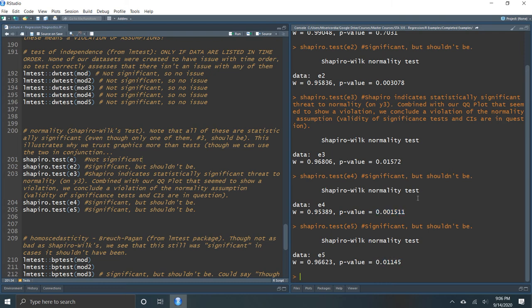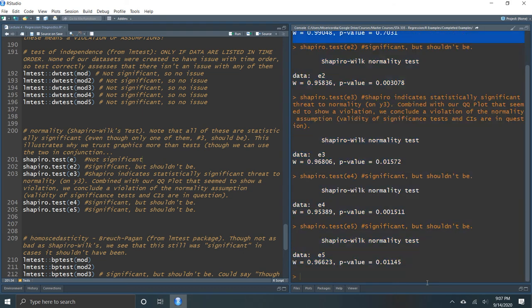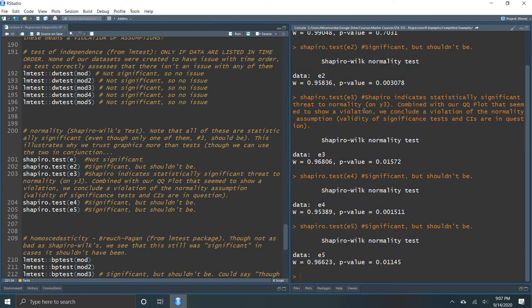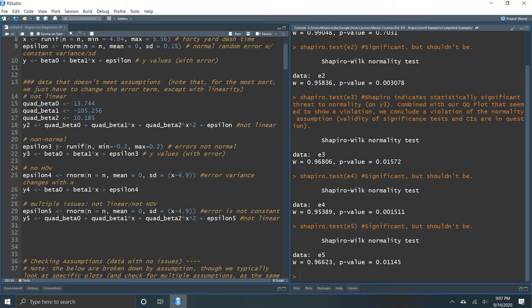But if we remember, only one of these data sets was generated using non-normal data. I don't even remember which one, but only one. Yet the Shapiro-Wilk says all of these are in violation of the assumption of normality. Now that's a problem because only one of them should be in violation. I have the note here in number 3: this is the only one that should be in violation of normality. Let's go up to the top and check real quick. Which one had non-normal data?